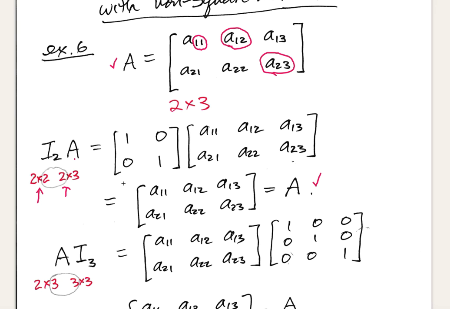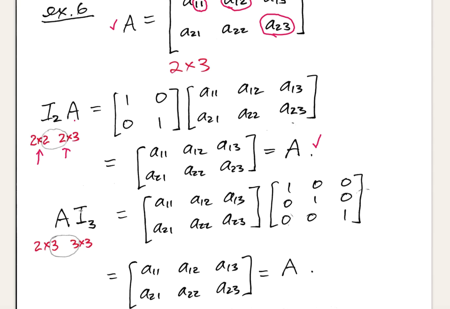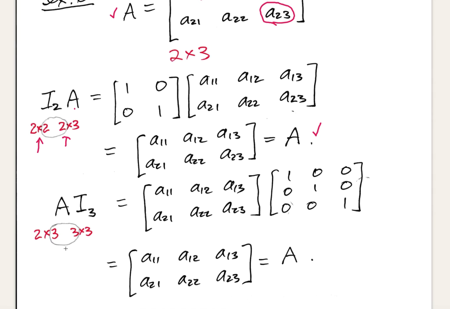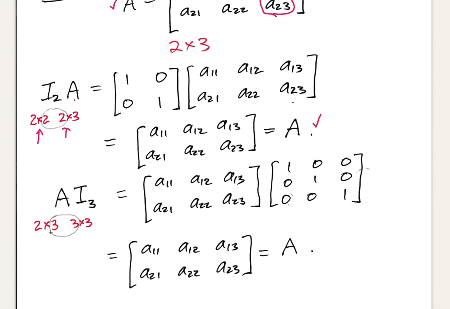Now, I can't turn these around and go A times I sub 2, because that wouldn't have the right dimensions to multiply. A is a 2 by 3, like I've written here. It has 3 columns, so the matrix on the right had better have 3 rows. So I'm multiplying it not by I sub 2, but by I sub 3, the 3 by 3 multiplicative identity. Our answer should be a 2 by 3 matrix again, just like A. And not only is it just like A, it's exactly A.